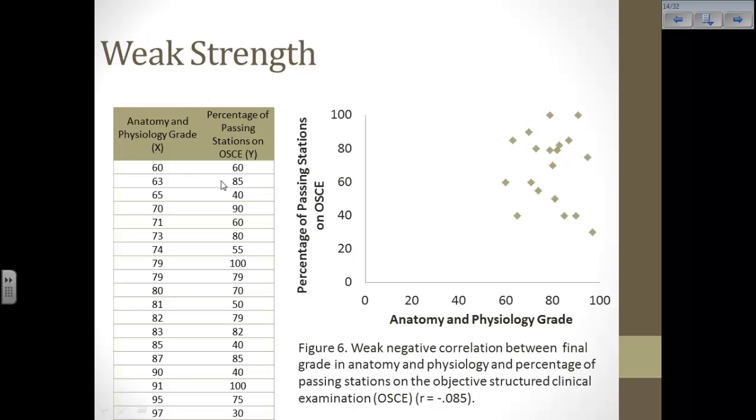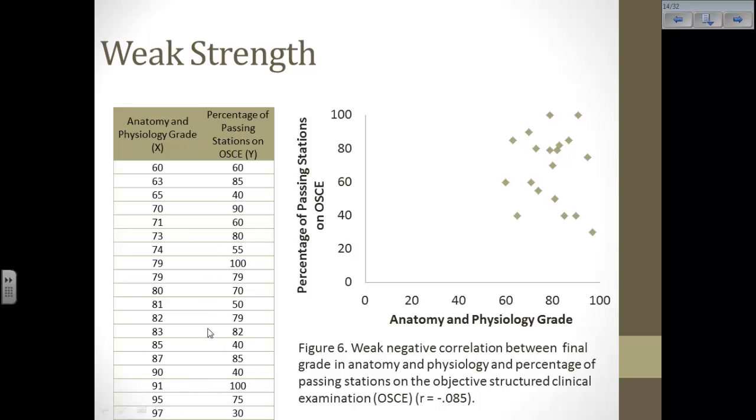So if you look at the data, look at the numeric values of the data. As X increases, there's really no discernible pattern here, right? This person got a 60 in anatomy and physiology. They also got a 60% passing on the OSCE. This person got a 63, they got an 85. Then this person got a 65 and got a 40. And then when you go down here, this person got an 85 and got a 40. This person got a 65 and got a 40. So that doesn't really make sense. It's like, what's going on there?